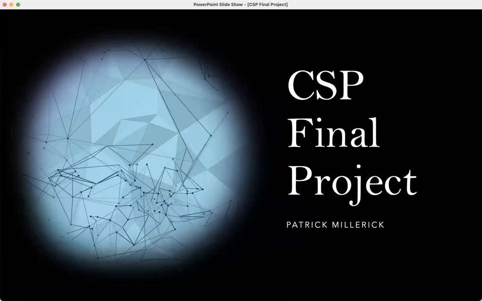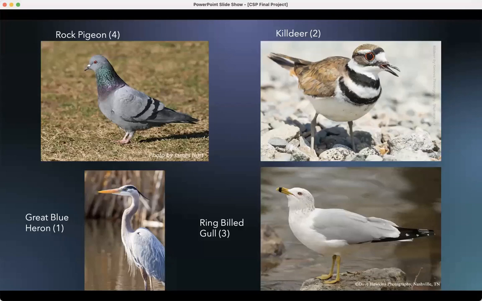First, I need to show you the four birds that were used for this study. We used the rock pigeon, the killdeer, the great blue heron, and the ring-billed gull. We chose these birds as they were all non-migratory birds native to the Columbus, Ohio area. This was important for the experiment we were going to conduct.